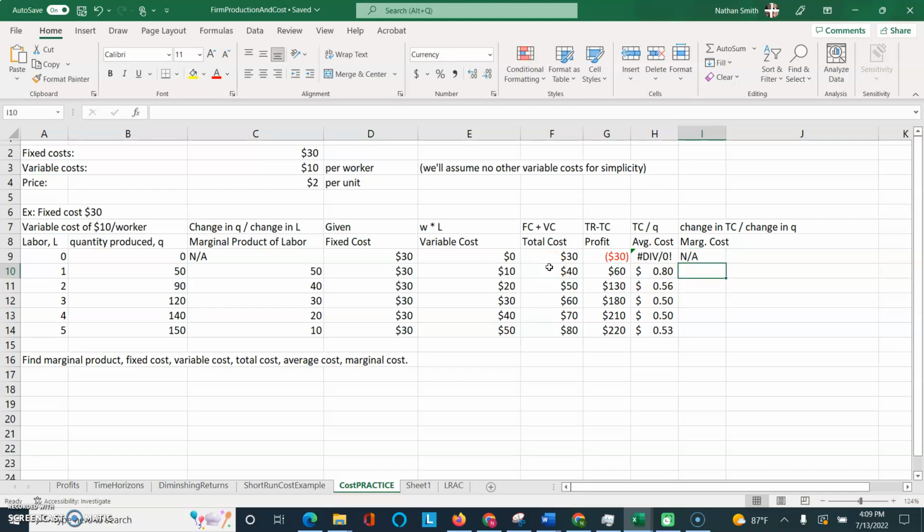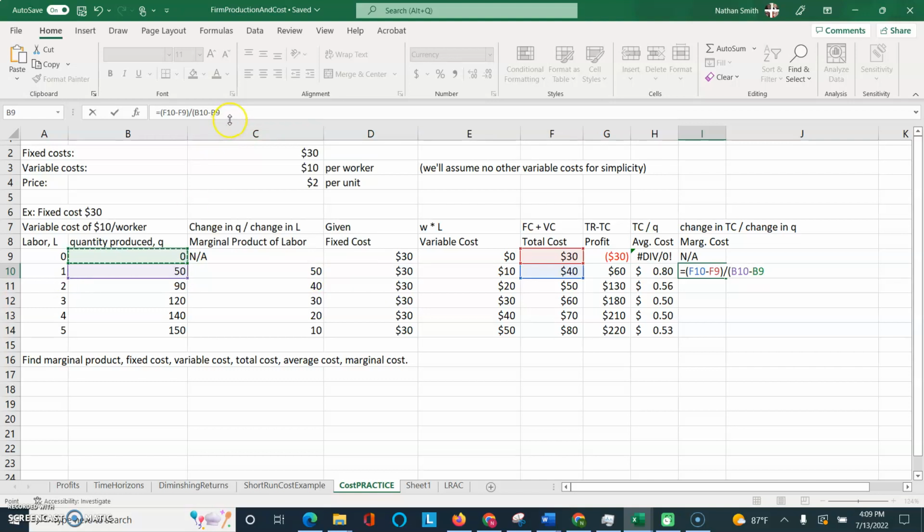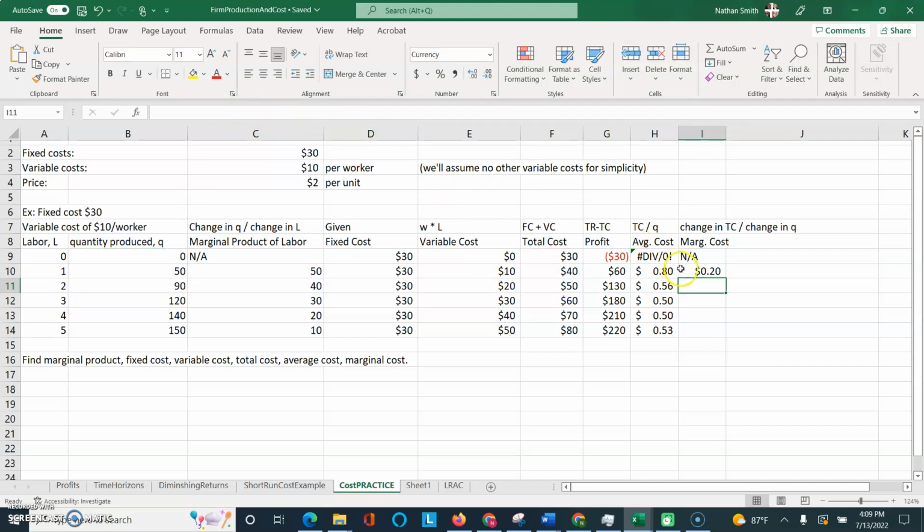All right, let's take a look at row number 1. The change in cost, again, is simply just the subtraction, the difference. So I'm going to do 40 minus 30. That's the change in total cost. And I'm then going to divide that by the change in quantity, again, just a simple subtraction. Okay, so notice how my marginal is not equal to the average. Typically, that only occurs at 1 point for every firm.